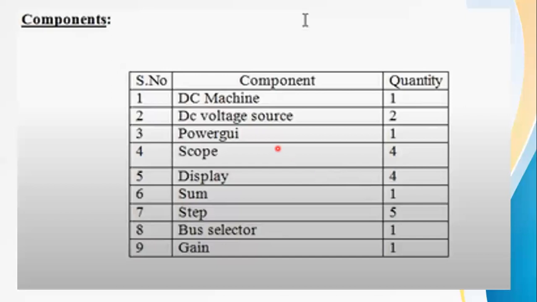Next, what components are required in MATLAB Simulink? The first one is the DC machine, and next the DC voltage source, then powergui, scope, display, some step, bus selector, and gain. These are the few components required to design the separately excited DC motor.